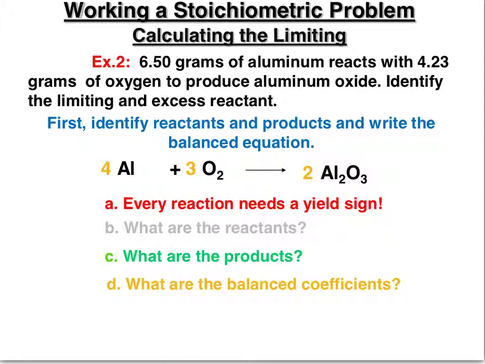Here's another example. In this reaction, the synthesis of aluminum and oxygen to create aluminum oxide, you have to balance the equation. You need to make sure that you can identify your reactants of aluminum and oxygen and identify your product of Al2O3. These coefficients will be useful in creating the mole ratio.